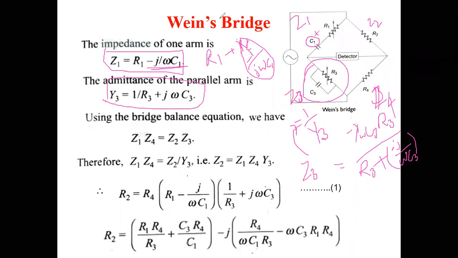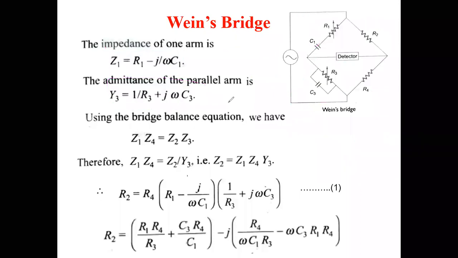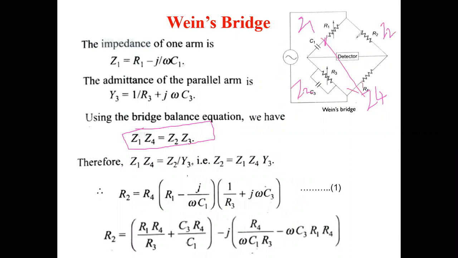Now, we know that in order to make the bridge balance, we have the balance equation, that is Z1 Z4 is equal to Z2 Z3. So this is Z1 and Z4, and this is Z2 and this is Z3. So Z1 Z4 is equal to Z2 Z3, that is what makes the bridge balance.